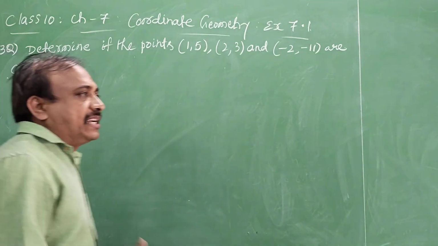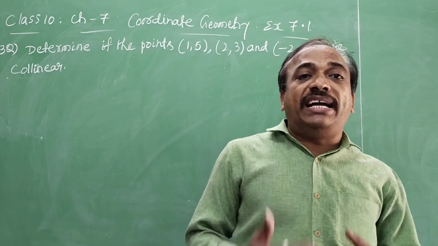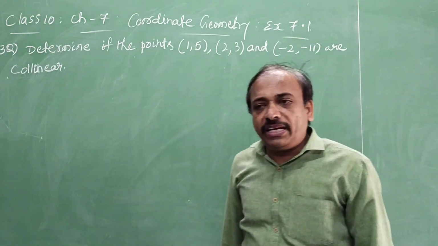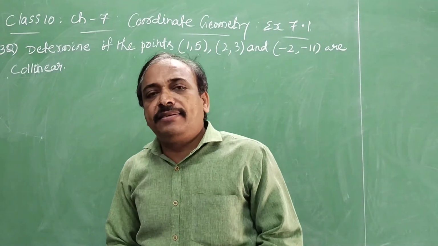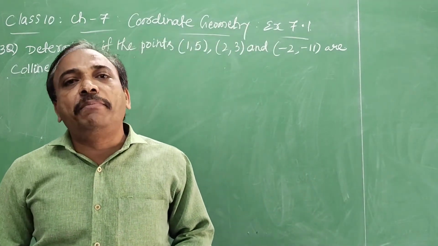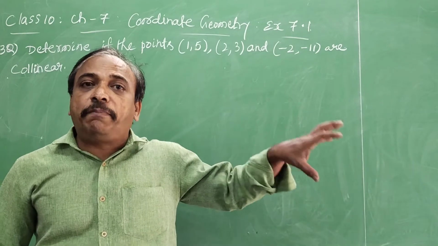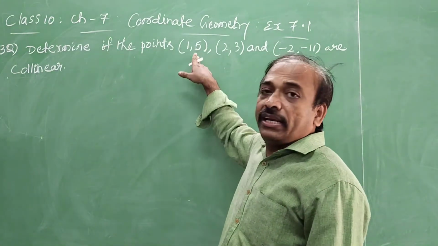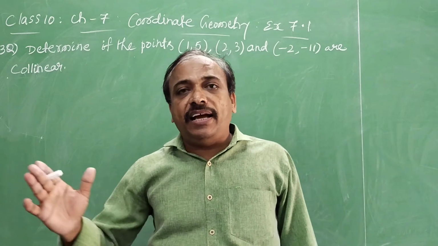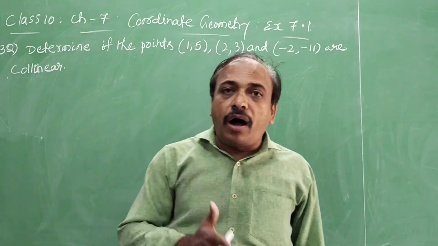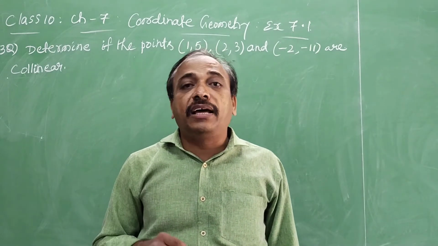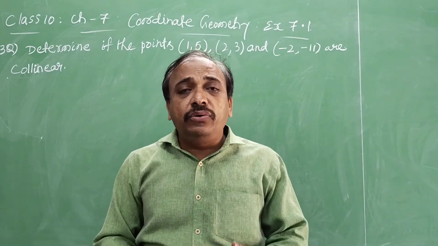We have to determine whether the given points are collinear. What is the meaning of collinear? Points which lie on the same line. If all 3 given points lie on the same line, then they are collinear. If not, then they are non-collinear. How do we know?